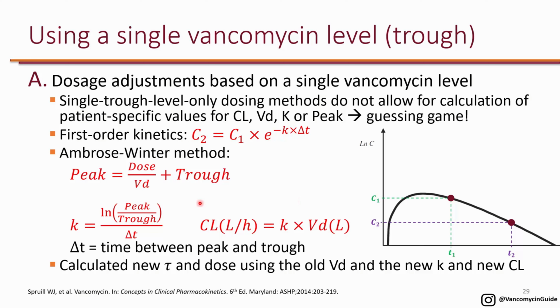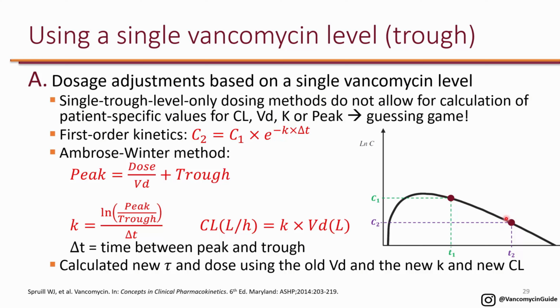Another way to do it is to actually use population kinetics. So you can use the first order kinetic equation, C2 equals C1 times e to the negative k times delta t. So delta t is the time between the time of C1 and time of C2. Now, when you do get a single level, you only have C2. So you don't really have C1. Because you only have C2, you cannot really calculate the K. So although you have a level from the patient, this method is not truly individualized, because the only way to truly individualize the pharmacokinetics is to have 2 levels to actually calculate the K.